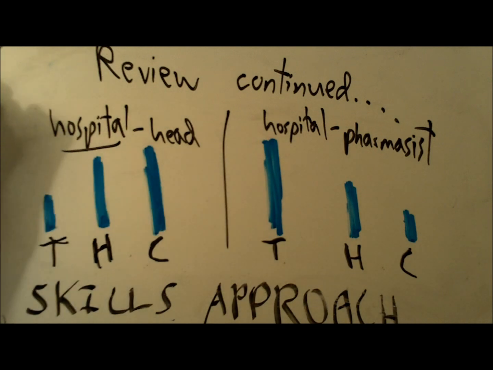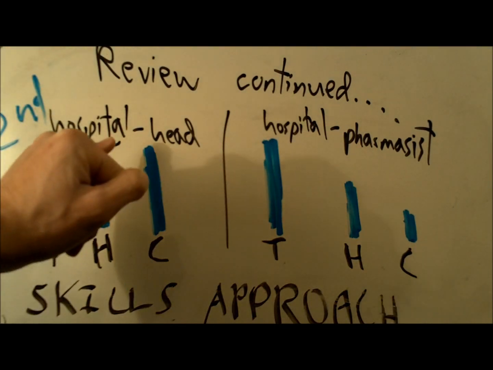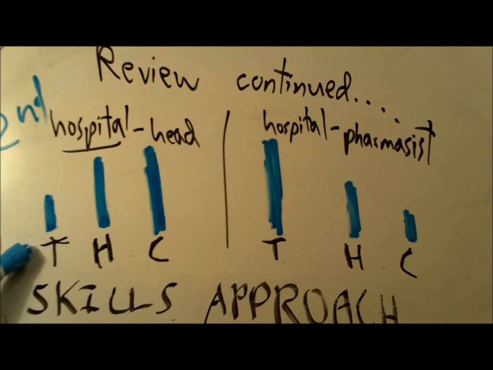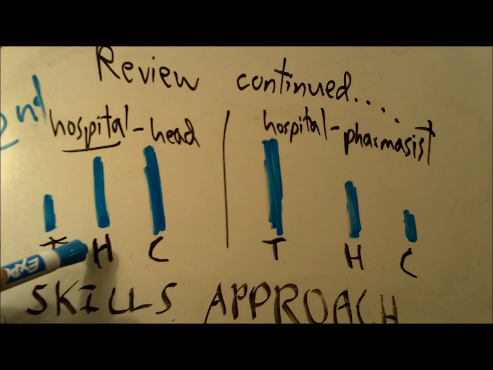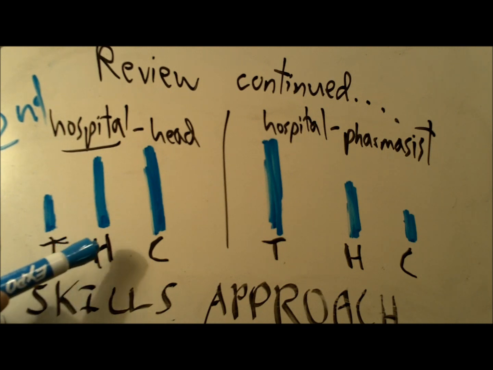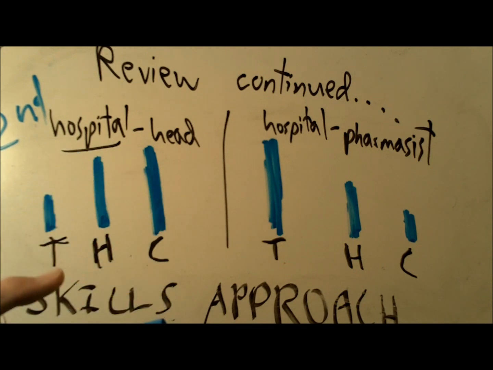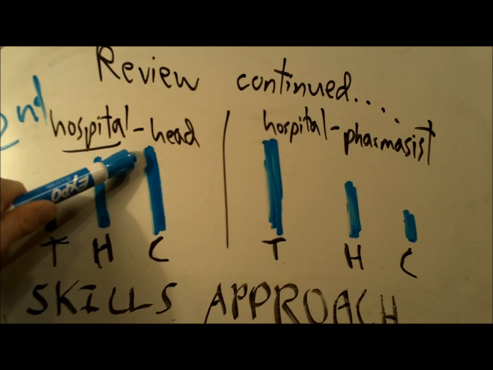Now, I'm going to give a second example. Say you're in a hospital, and you're the head of the hospital. Your technical skills don't have to be huge, but because you're working with all the employees beneath you, or at least a lot of them, you want to have good human skills. And because you're running the whole place, you need good conceptual skills.